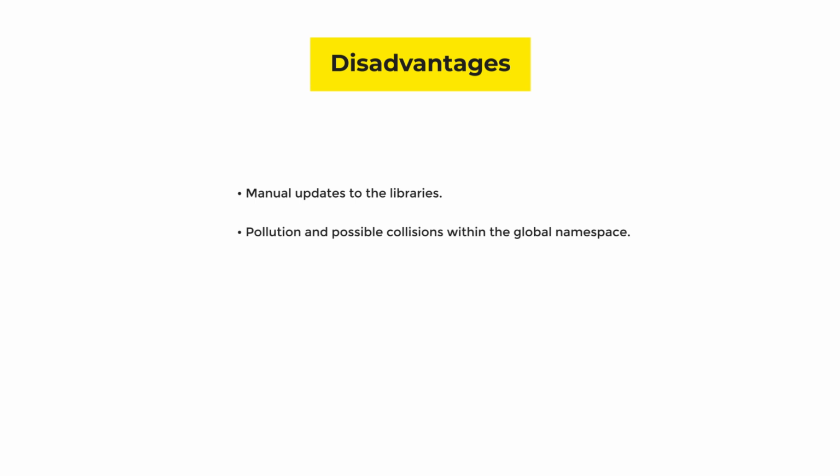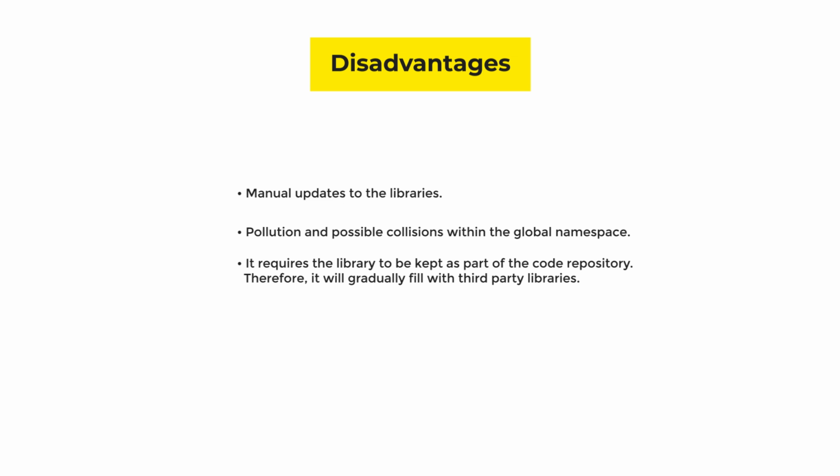Pollution and possible collisions with the global namespace. It requires the library to be kept as part of the code repository, therefore it will gradually fill with third-party libraries, while instead, there should be a file which lists the dependencies of the project along with version numbers, so when a developer starts on the project, they should install the listed dependencies before running it.